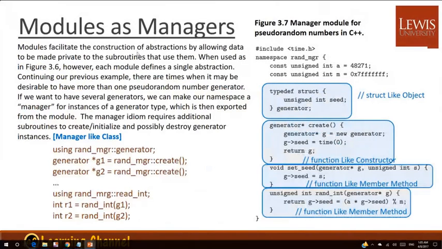Module as manager. Manager is one thing that a module can act as, and in fact, a manager is just like an object. So let's look at this module. We have the namespace random number manager and two prime numbers, and we have one structure of the generator type. So this is just like an object or data field for the object.